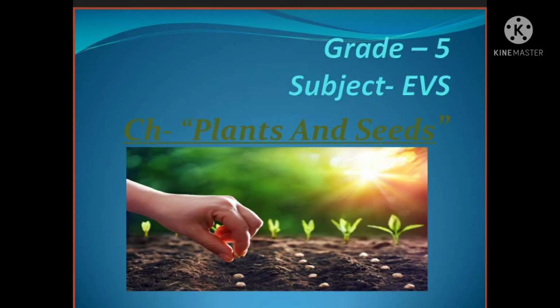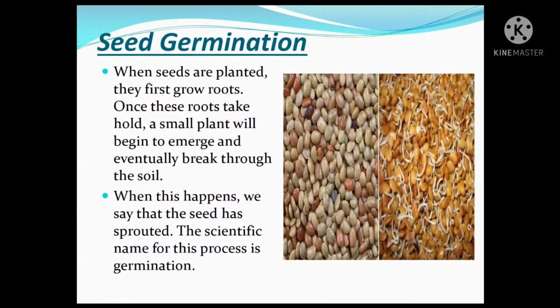Hello everyone. Today we will come to know about different amazing facts about the plants and seeds. Plants originate from seeds. A seed germinates into a baby plant and then grows into a full plant. In this chapter, let us learn about seed germination and methods of seed dispersal.